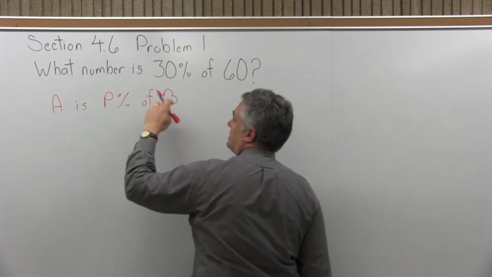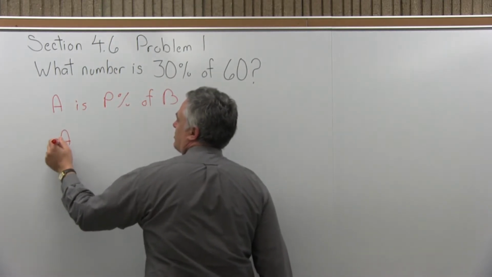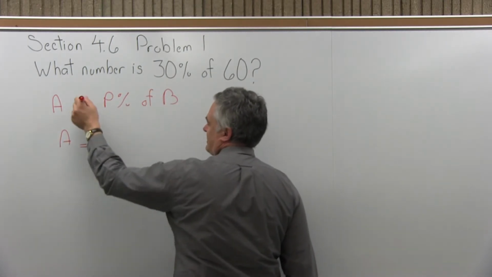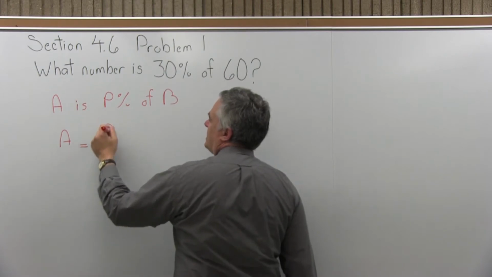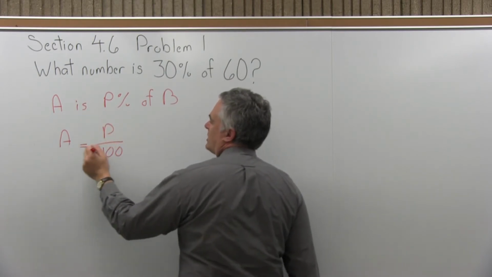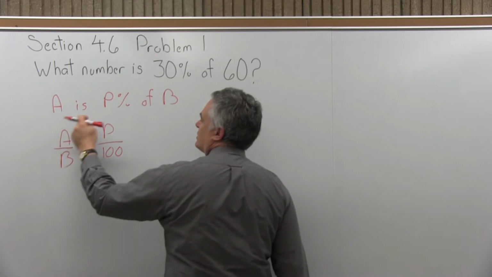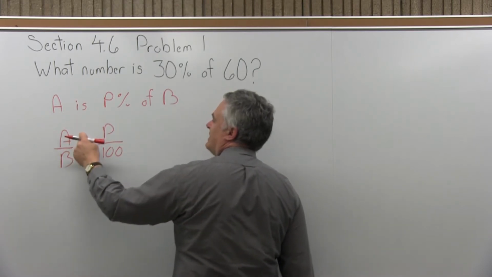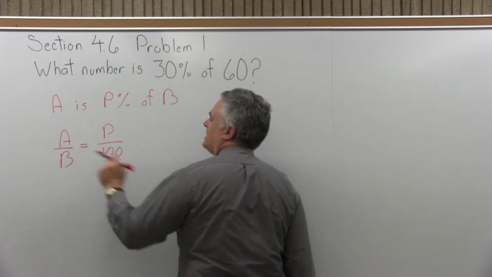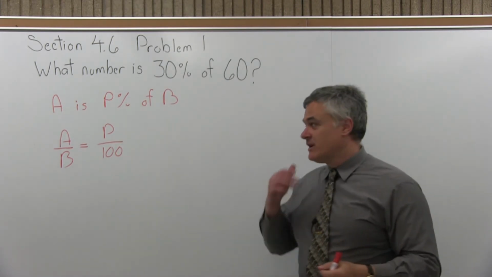The 60 is the B. And you set it up in the proportion: A over B equals P percent over 100, where P percent is always over 100. So it just goes around in a circle. A is P percent of B. So we fill that in and solve it.